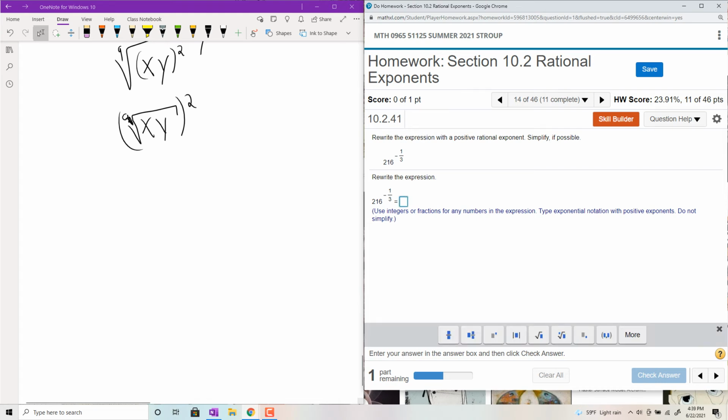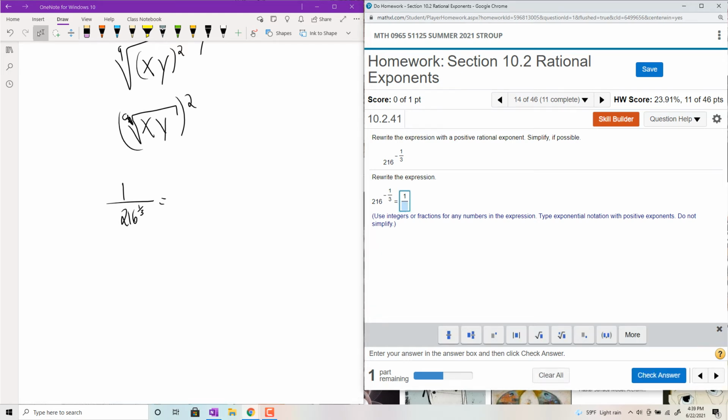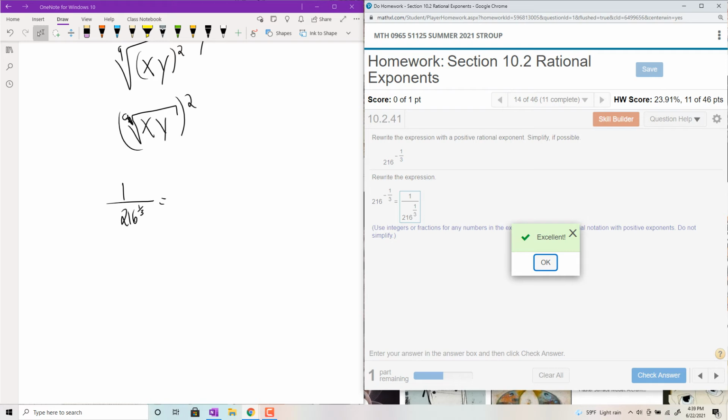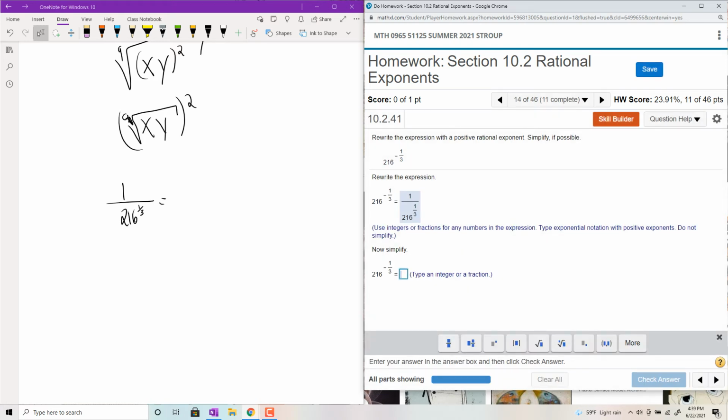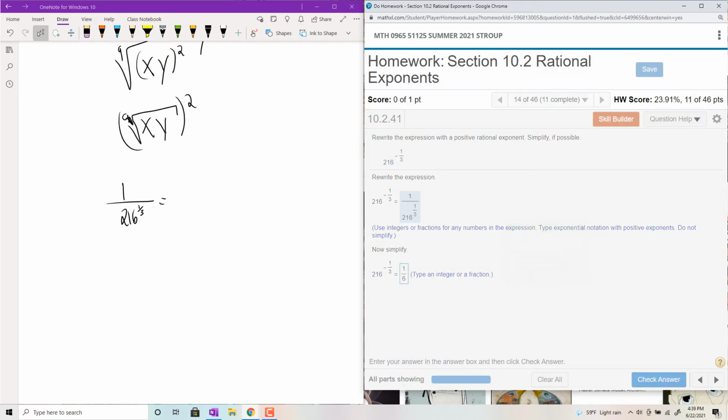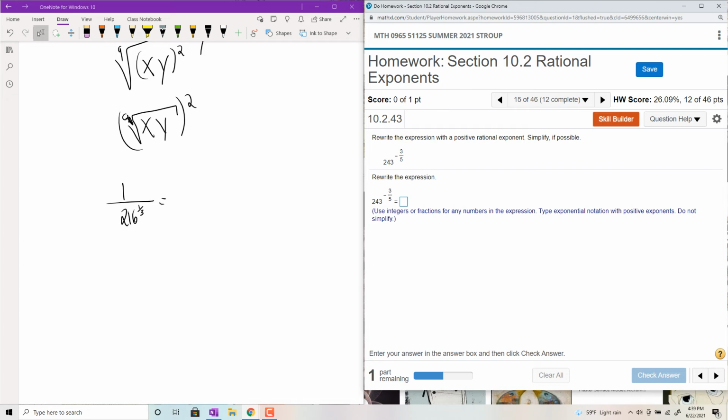Okay, so you're going to rewrite it as 1 over 216 to the positive 1/3, and then take the cube root of it. So what do they want you to do? Rewrite the expression first, and then probably simplify. So 216 to the 1/3, and then simplify. That'll be 1 all over, is it 6? I don't know, 6 cubed is 216. Same deal here. Let's not even bother with this one. Same deal.